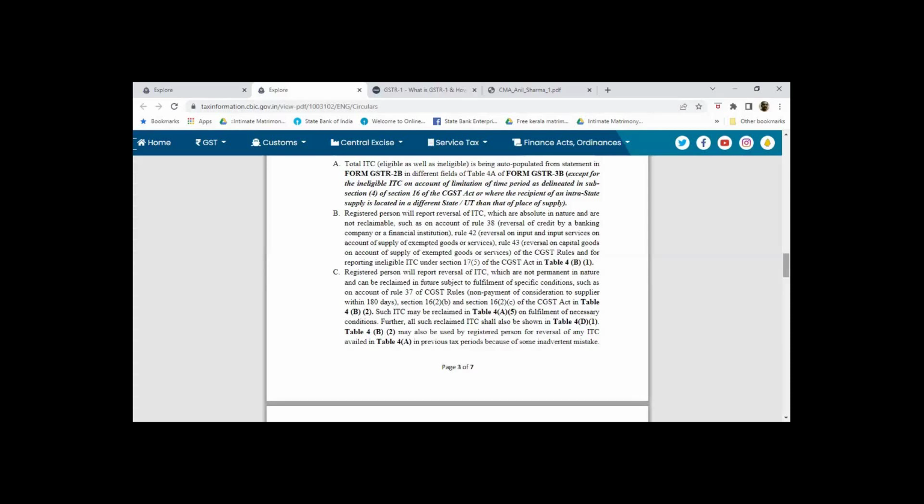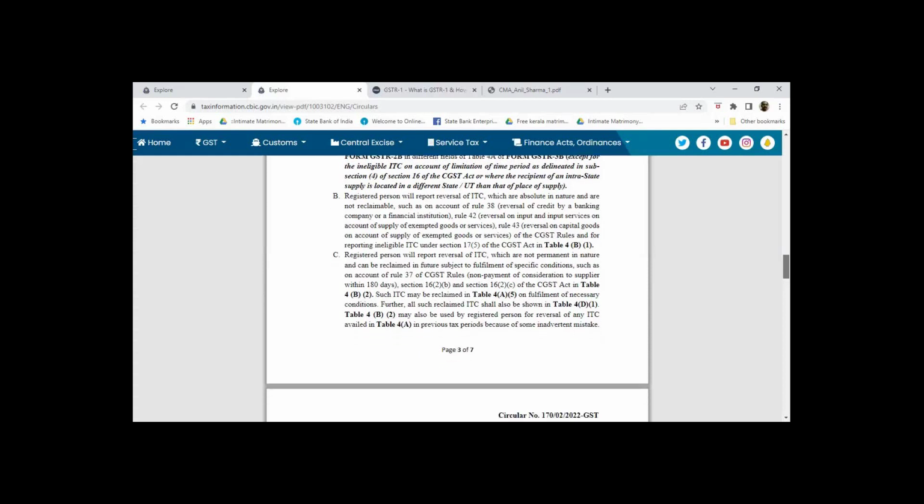it is to be reported in Table 4B1. Section 17, Subsection 5 of CGST Act deals with blocked ITC. It is to be disclosed in Table 4B1.